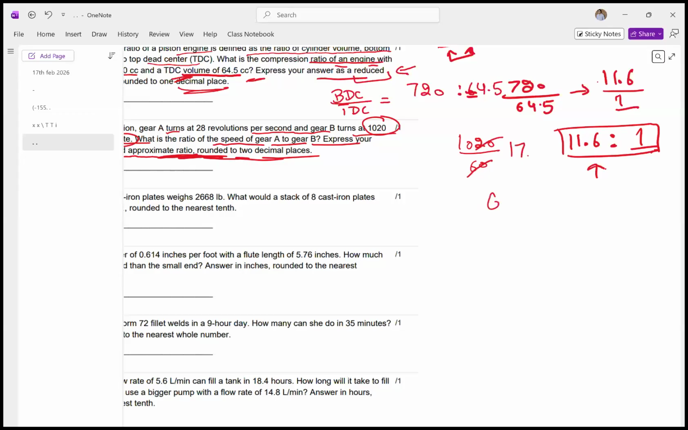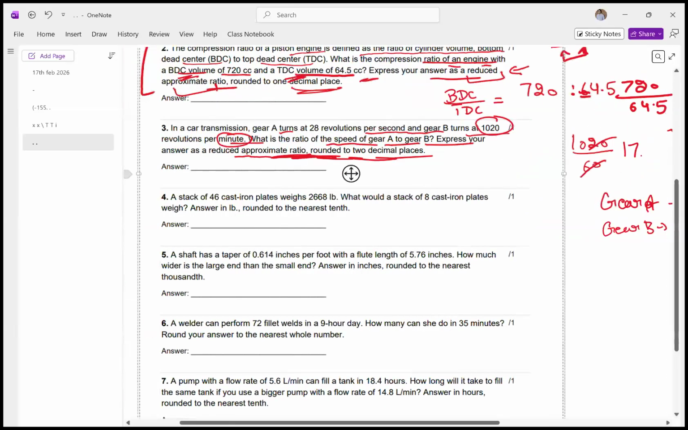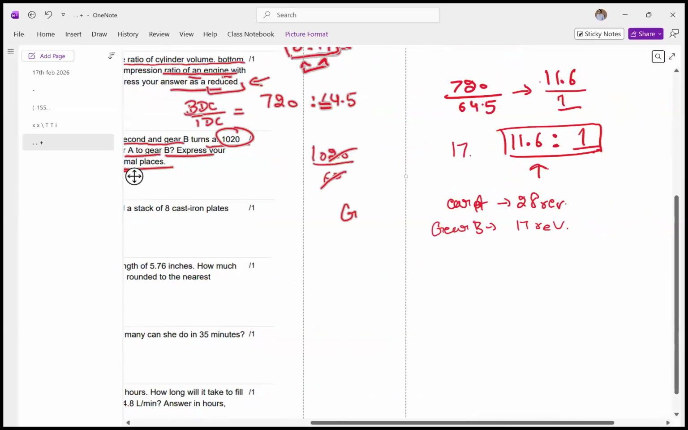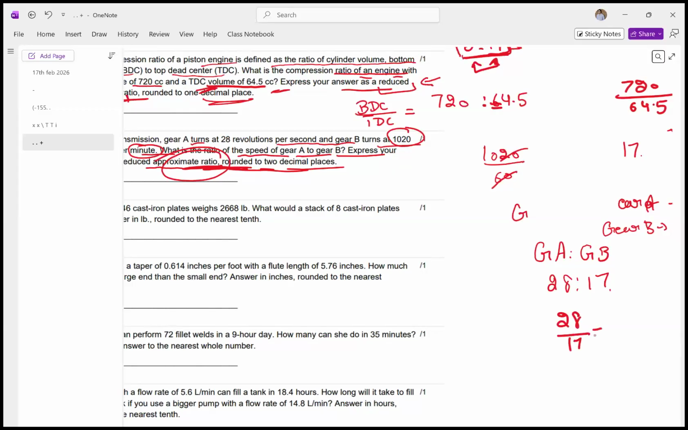So gear A turns 28 revs in 1 second. Gear B turns 17 revs in 1 second, and we wanted to find the ratio of gear A to gear B. So we will write it as gear A ratio gear B. So 28 ratio 17, but we wanted to reduce it to the approximate ratio. So 28 divided by 17 will give you 1.65, and then you can place 1 on the bottom and your final answer will be 1.65 to 1. That's your final answer for question number 3.